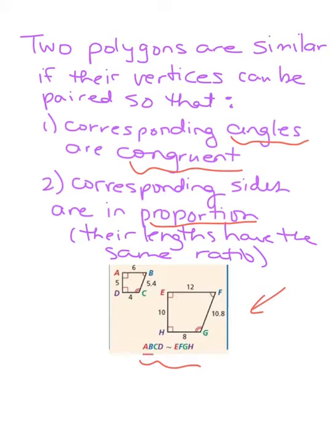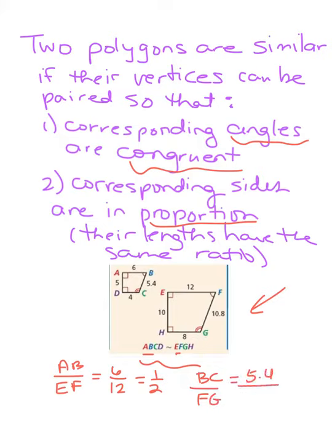Now let's look at our sides. I have AB listed first, and so is EF. So I'm going to say that AB and EF, let's see what that ratio is. AB has a length of 6, and EF has a length of 12. So when I simplify that, I'm going to get 1 over 2. If I do the same with BC over FG, BC has a measurement of 5.4, and FG has a measurement of 10.8. Again, if I simplify that, I'm going to get 1/2.